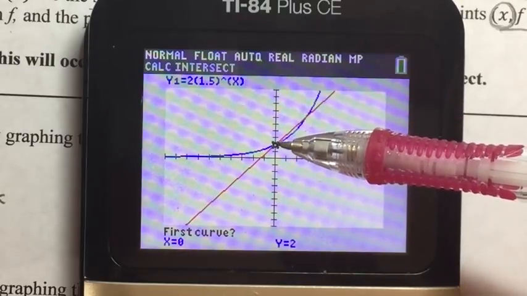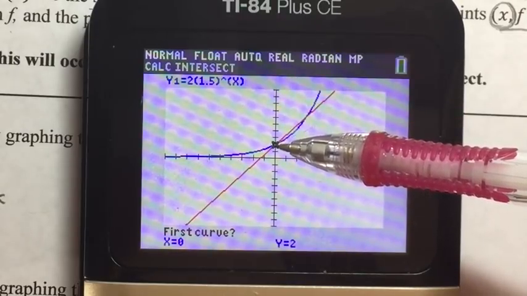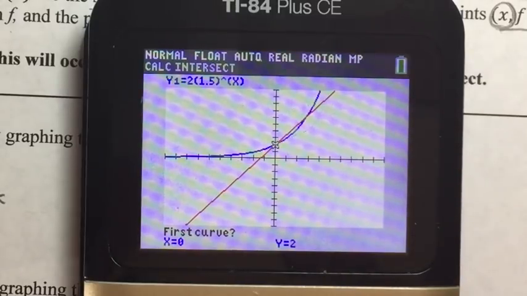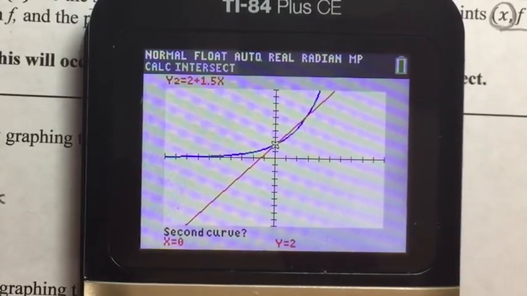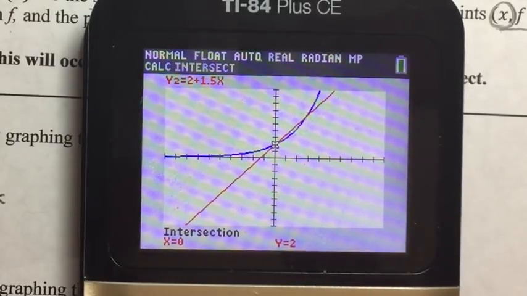So I put it as close to the intersection as I can. It just so happens it's already there. And I press enter. Then it's going to ask me to do the second thing with the second curve. Here's the thing, we're already there. So here we just need to hit enter again, and then it's going to say, okay, give me your best guess of that intersection. And there it is. So that intersection point is 0, 2.